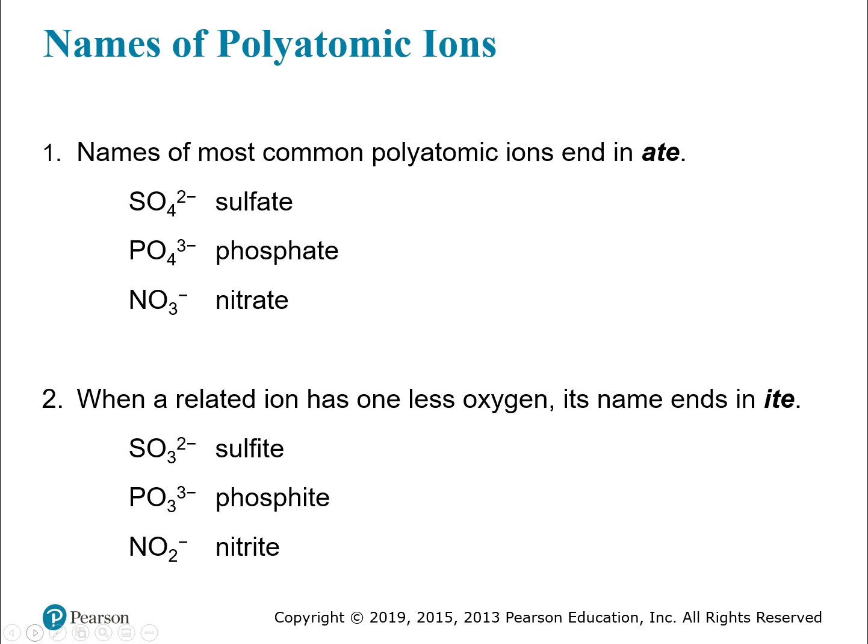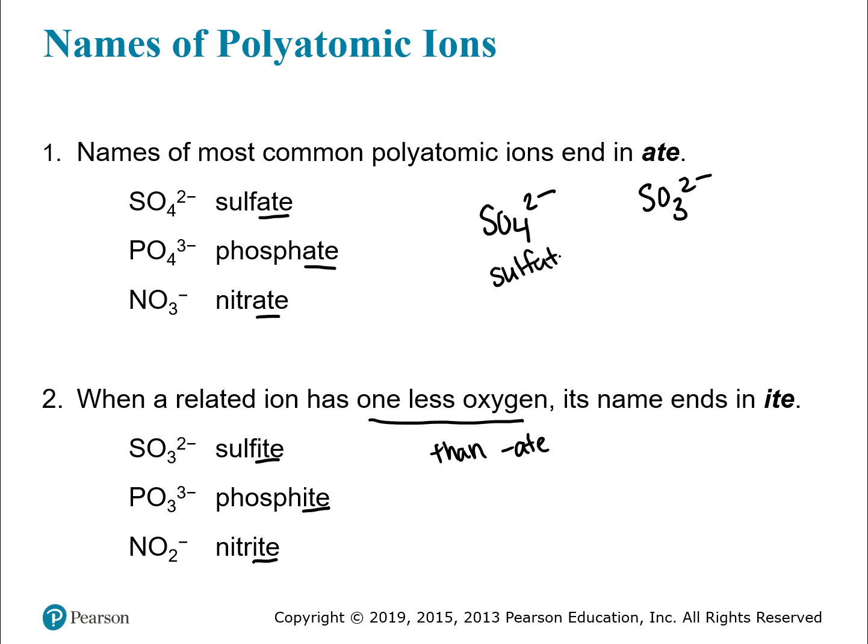Let's go through some of the names so that you can be more familiar with them. A lot of these common polyatomic ions end in ATE: sulfate, phosphate, nitrate. Some of them end in ITE, like sulfite, phosphite, and nitrite. The difference is that the ITE has 1 less oxygen than the ATE form. So SO4 2-, SO3 2-. Sulfate, sulfite.